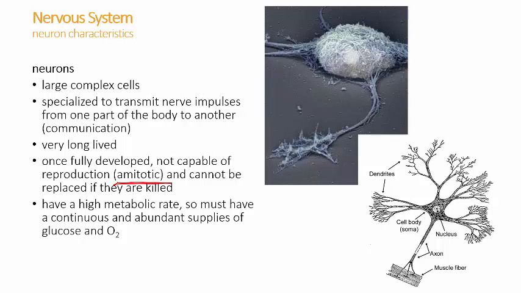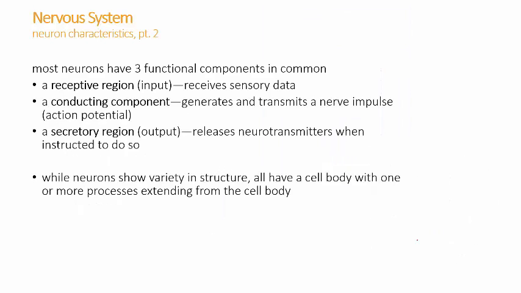And so here we have an electron micrograph of a neuron. We'll be looking at the different parts of the neuron soon. And then this is just a drawing showing a neuron. And what they're not showing here is that the axon portion can be very, very long. So we'll be talking about all these different parts of the neuron.